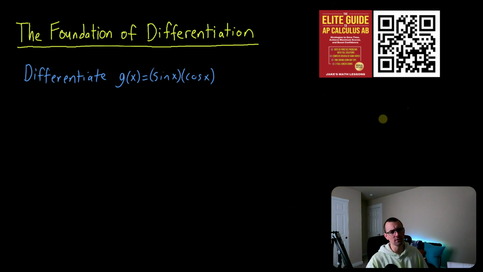But today we're going to be continuing about differentiation and we're going to be talking about the product rule. So we're going to go through this example here. We're going to differentiate g of x equals sine of x times cosine x. And as I alluded to, we're going to need to use the product rule to do it.